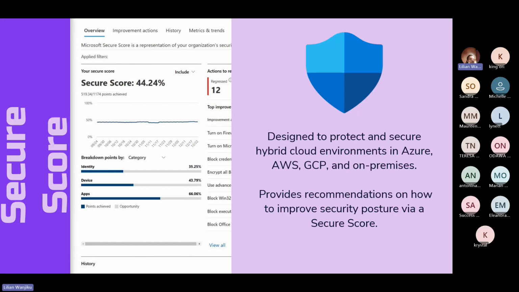And Microsoft Defender also has recommendations on how to improve security posture. Yeah, that is what we've discussed for Secure Score. That is the main use for Microsoft Defender, but it has a lot of uses and a lot of configurations that we can use to secure our services.